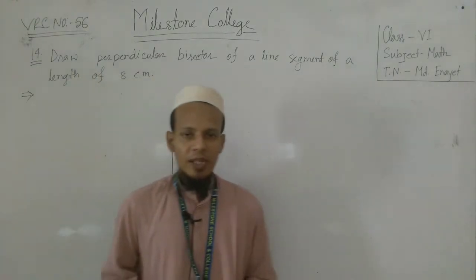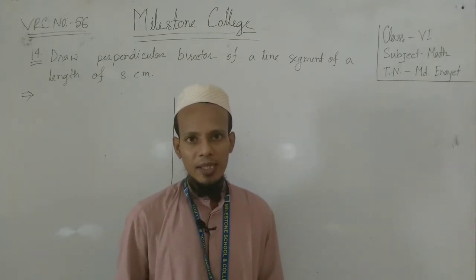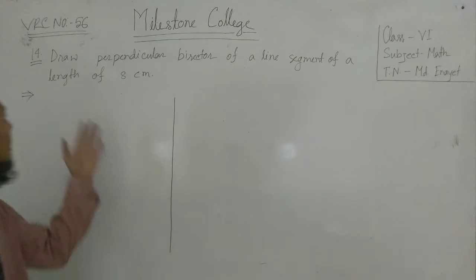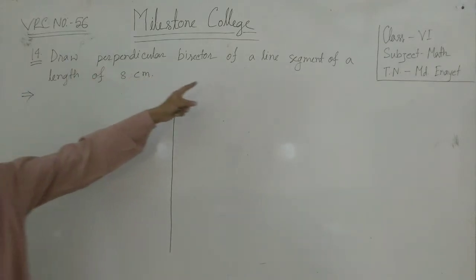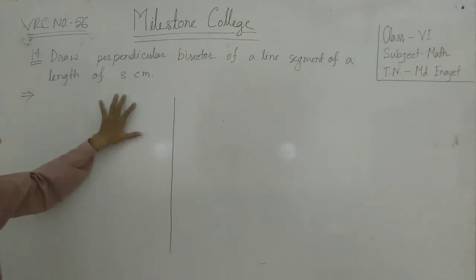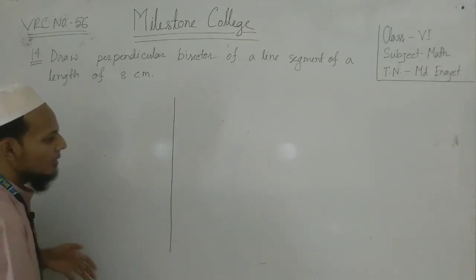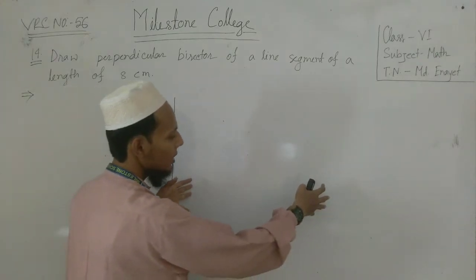My dear students, now I am going to solve question number 14 from exercise 7. Here, draw a perpendicular bisector of a line segment of length 8 centimeters. I will draw the figure on the left side and the proposition and steps of construction on the right side.